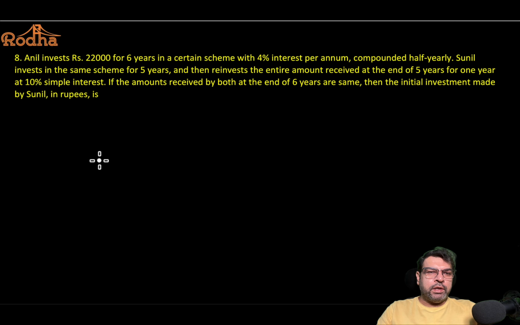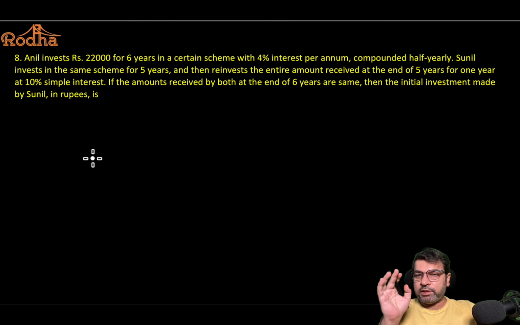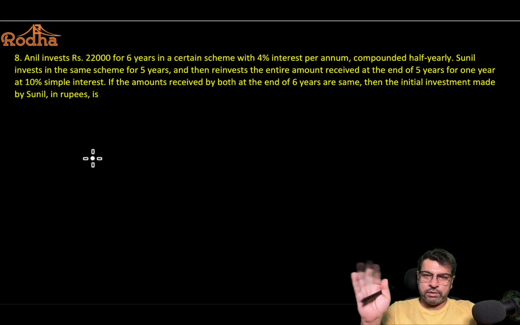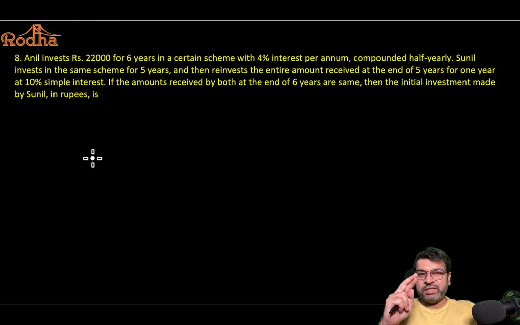8th question. Anil invests 22,000 for 6 years in a certain scheme with 4% interest per annum, compounded half yearly. So compounded half yearly means the rate of interest will become half and time will become double. So actually everything is converted into half years. 4% per annum, so per half year it is 2%. 6 years equal to 12 half years.